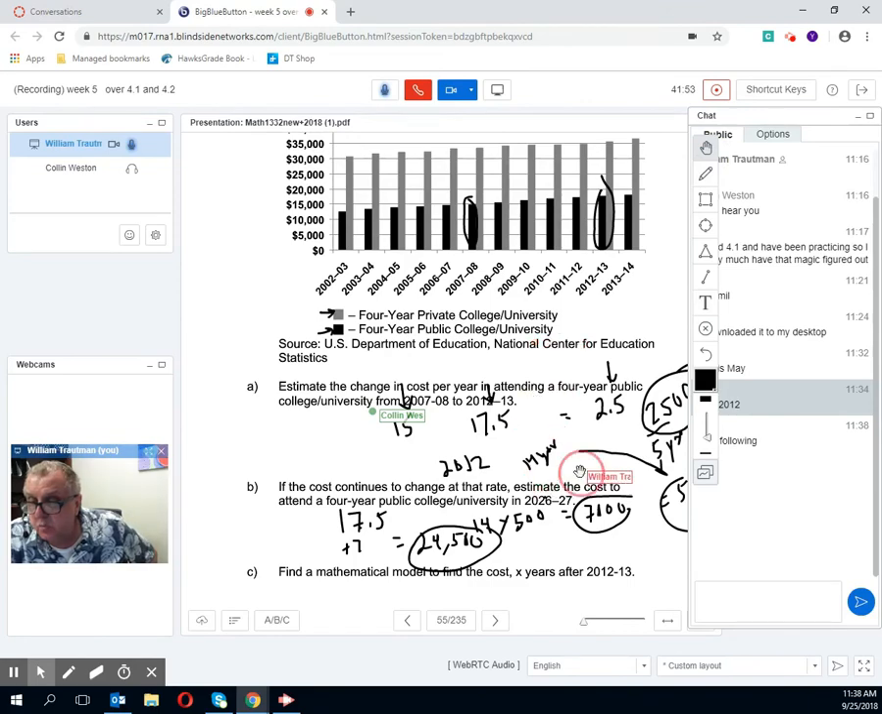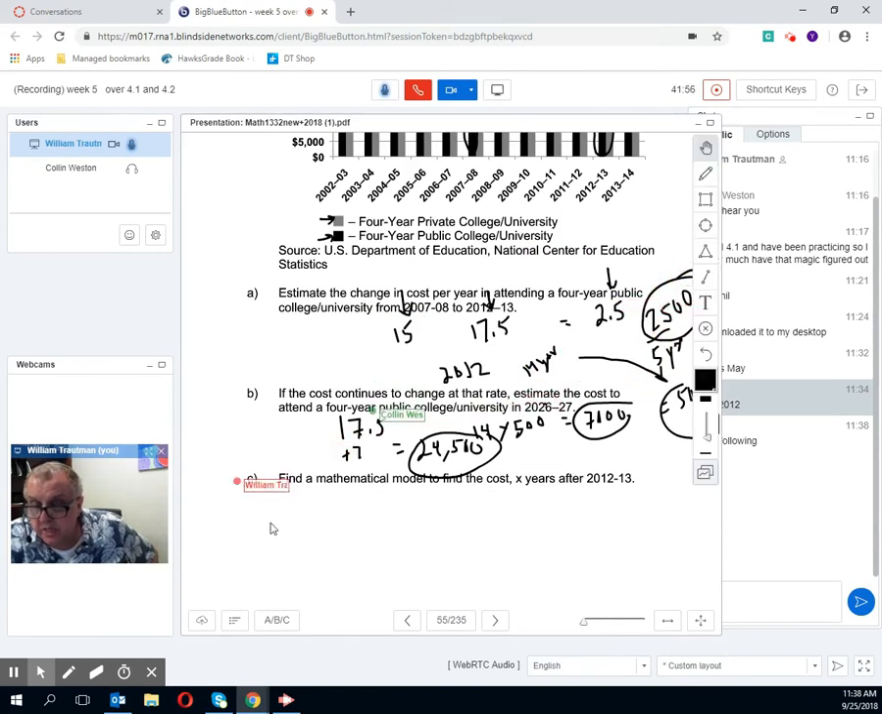So I want to go up here. The mathematical model of the cost in years after 2012. So now we've got to do the mathematical model. We know the slope is $500 every year. The mathematical model means write the equation. So every year we're going to add $500. X is the number of years. So 500 times every year. 1 year we add 500. 2 years we add 1,000. 3 years we add 1,500.